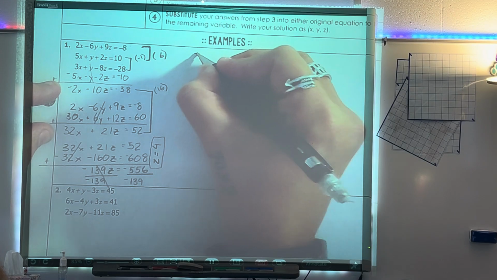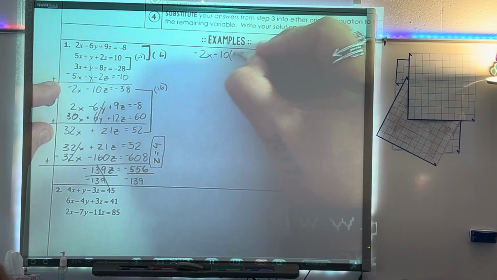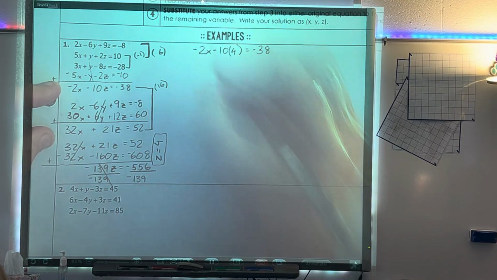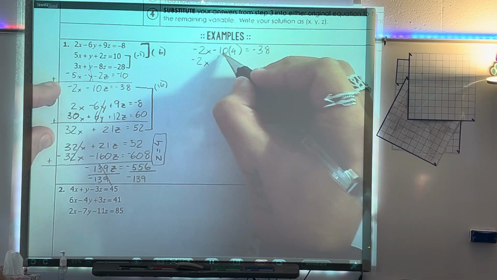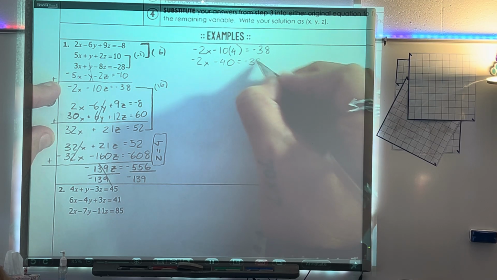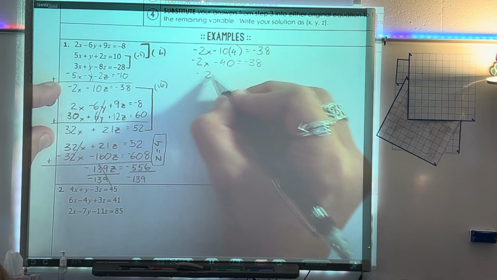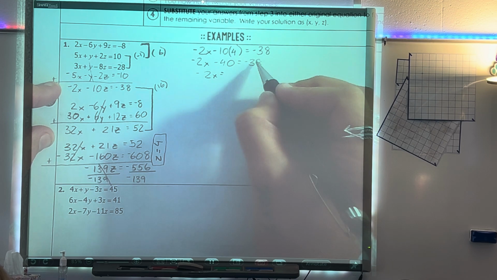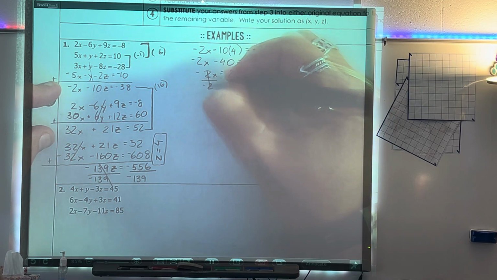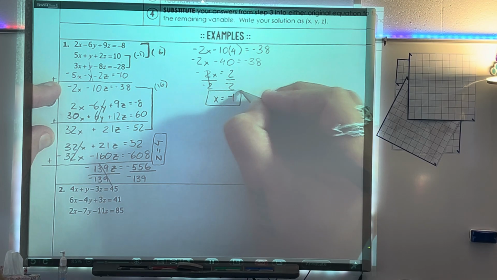Alright, so I've got negative 2x minus 10 times my z value, which is 4, is equal to negative 38. So my negative 2x stays. Negative 10 and 4, that's going to be minus 40, is equal to negative 38. So I'm going to add my 40 over here. That gives me negative 2x is equal to a positive 2. So I'll divide out my negative 2, and I end up with x is equal to negative 1. Is that what y'all got?